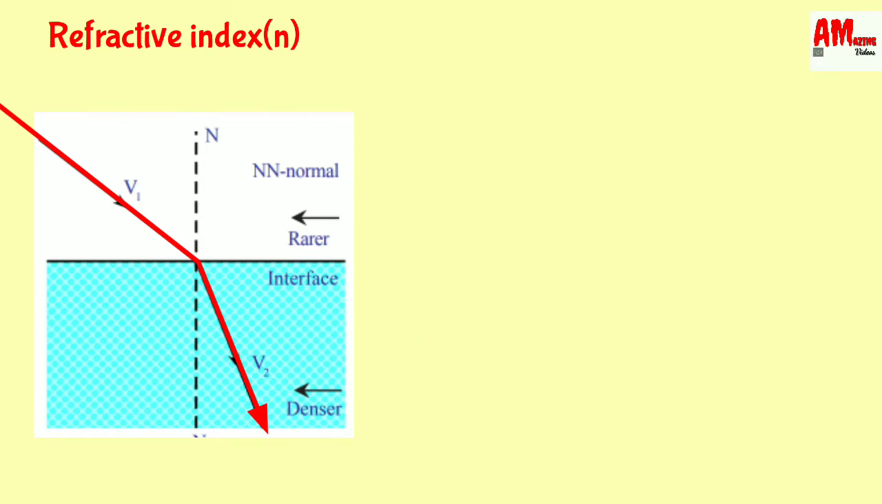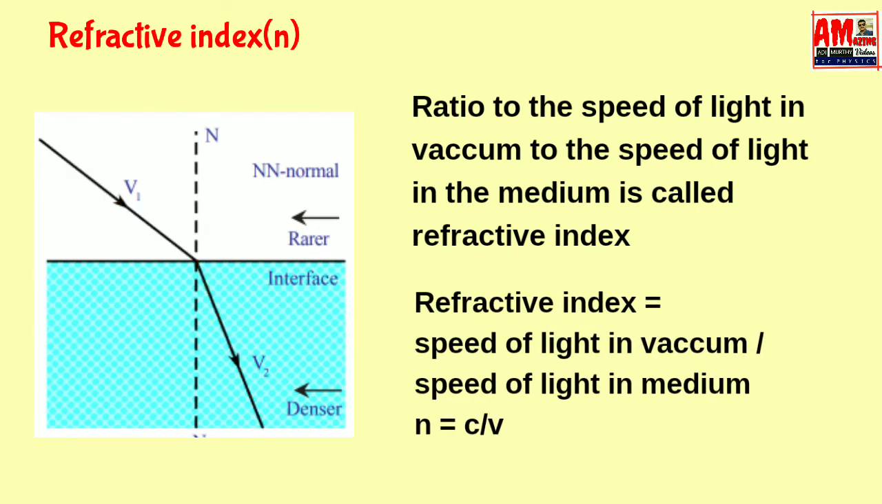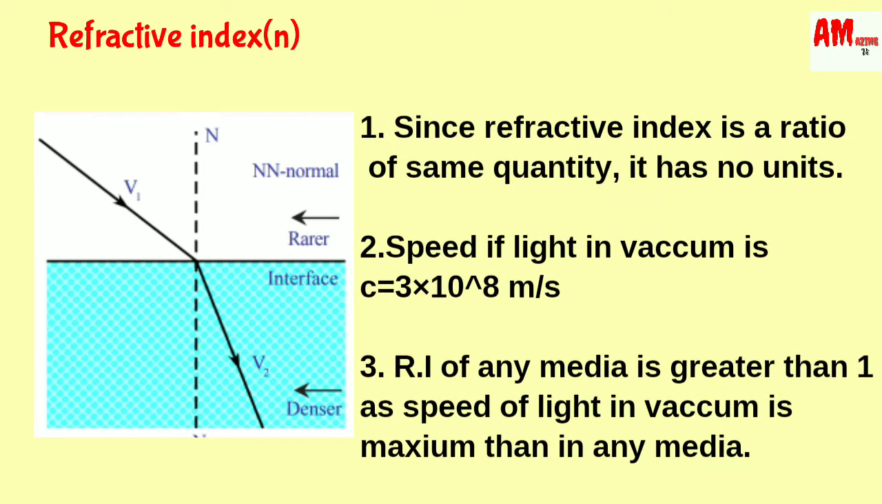Refractive index can be defined as the ratio of the speed of light in vacuum to the speed of light in the medium, that is equal to the speed of light in vacuum divided by the speed of light in the medium. N is equal to C by V. Refractive index is inversely proportional to the speed of light. So it means if the refractive index is more, the speed of light in the medium is less. If the refractive index is less, then the speed of light in the medium is more.